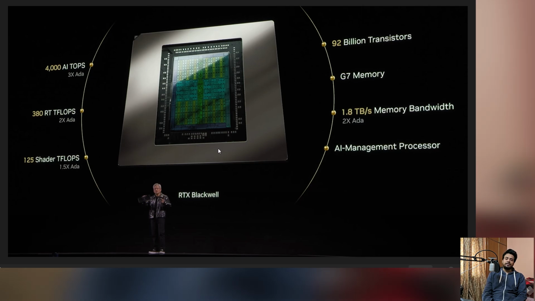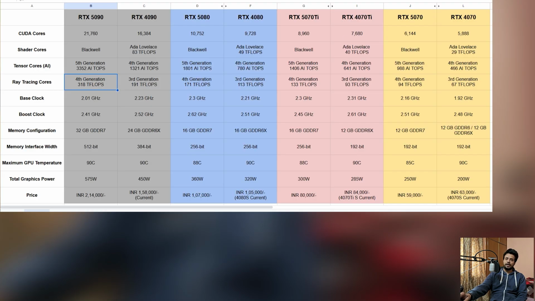But again, this is just speculation from my end. This could be an enterprise chip or whatever else. So I'm not really sure, but I can speculate that there may be a flagship over the 5090 as well, a Ti or a Titan. So that is the story of the RTX 5090.